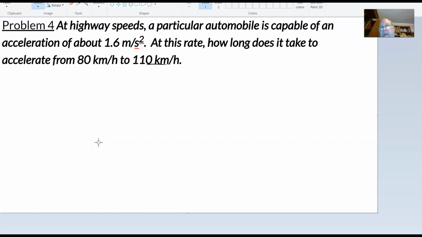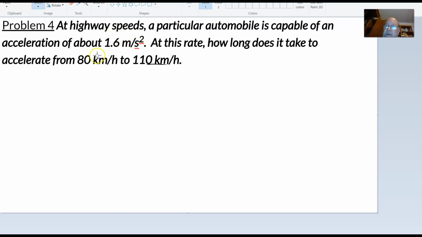Okay, so let's do this last problem here for this discussion. At highway speeds, a particular automobile is capable of an acceleration of about 1.6 meters per second squared. At this rate, how long does it take to accelerate from 80 kilometers per hour to 110 kilometers per hour? And as we're reading through this, we'll notice one thing that's a little bit uncomfortable.